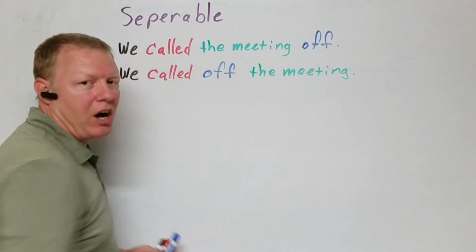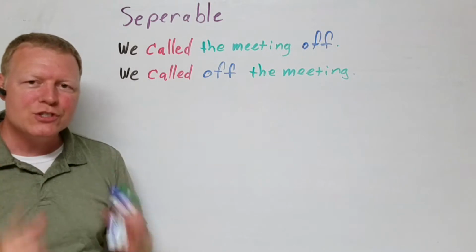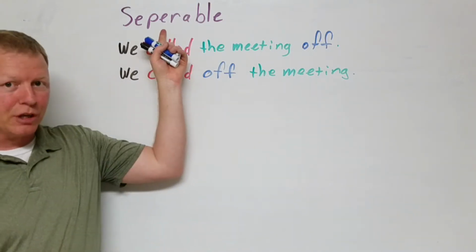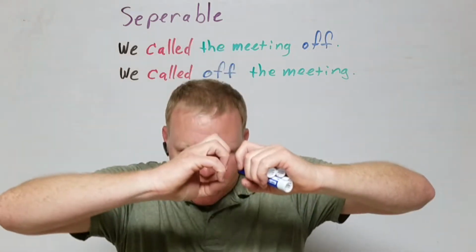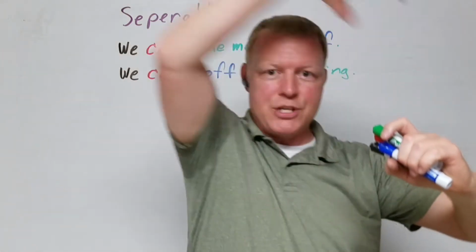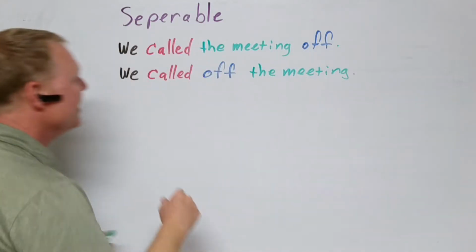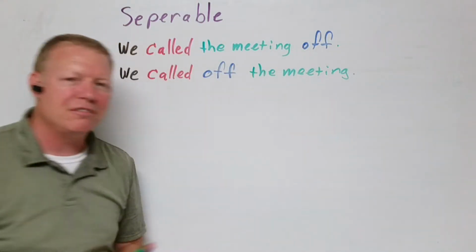We called the meeting off. So what we can do with many phrasal verbs, many separable phrasal verbs, is take the phrasal verb, separate it, and put the object right in the middle, right? So we called the meeting off.